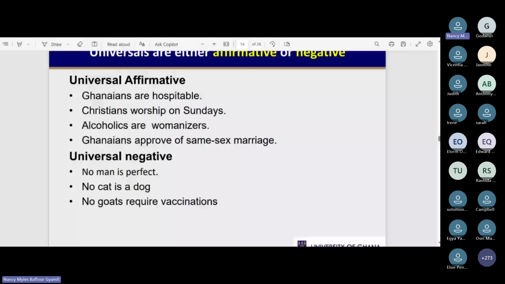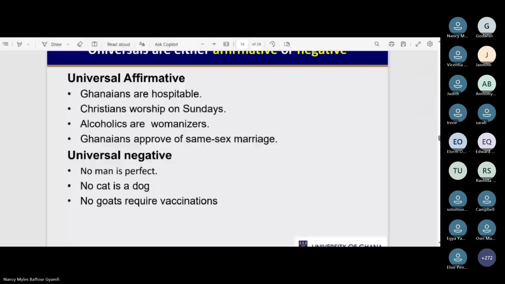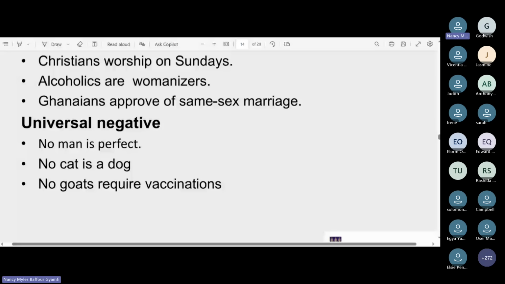No goats require vaccinations. I want a chorus answer. If X is a goat, X does not require vaccination. You are all correct. If X is a goat, then X does not require vaccination. So the not goes into the consequent. And as soon as you expand it like that, that is your given statement, which you are going to develop into a modus ponens or modus tollens pattern.